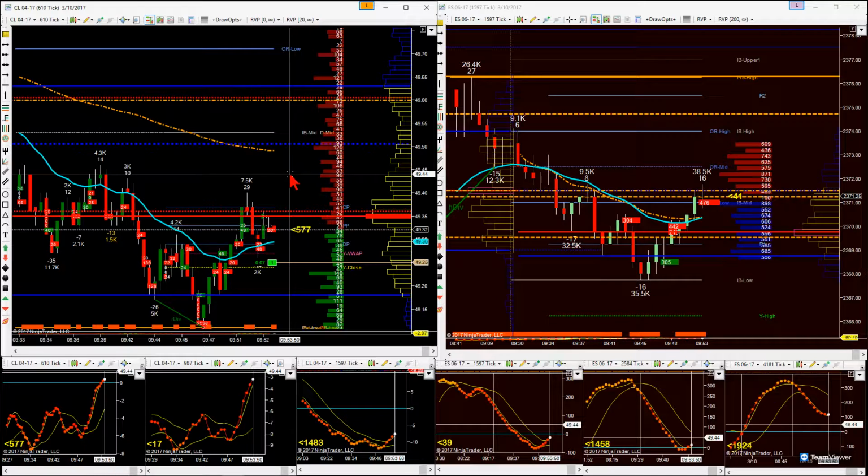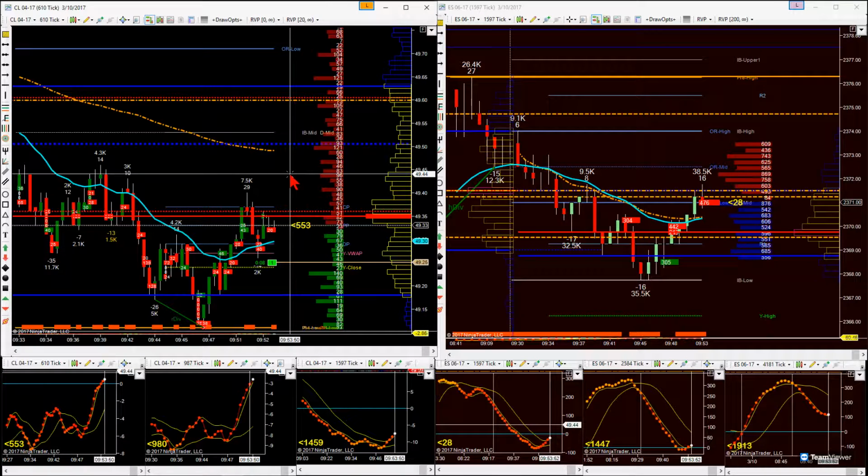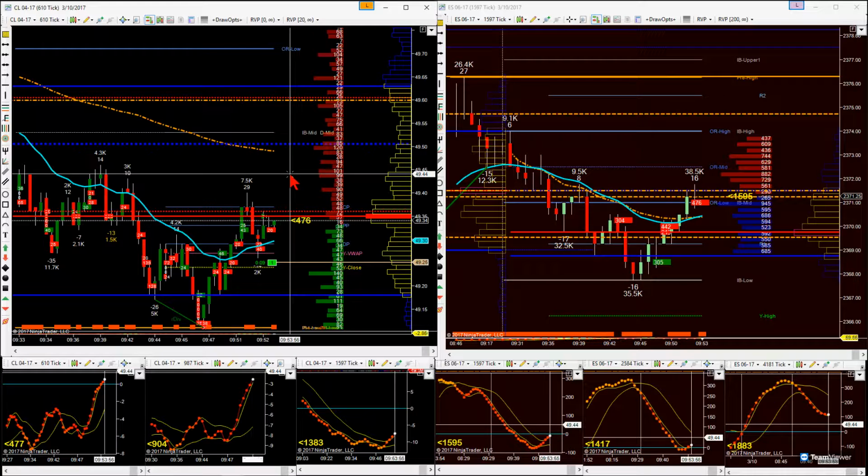So we saw a big sell go off there. I am considering closing my trade here. Again, I'm just watching this order flow. Buyers are stepping in here, but sellers are doing the same. You know, we're in another one of those stalemates.